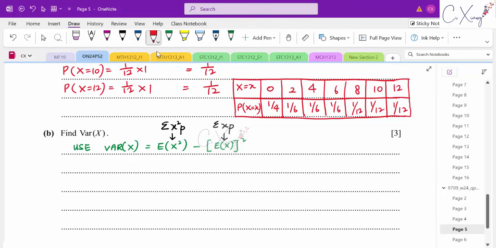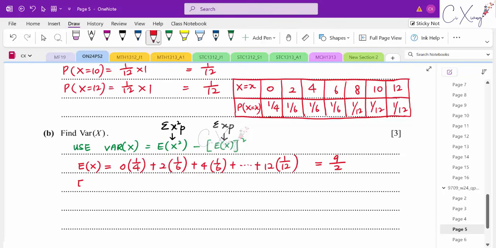Okay, so for me, usually I will start from the first step first. I try to find the expected value of x first. So how to find out the expected value of x? You can see here, x multiplied with p. So you take the first x multiplied with the first probability. So you're having 0 multiplied with 1 over 4. Okay, then plus 2 multiplied with 1 over 6. Then 4 multiplied with 1 over 6. And so on until the last value, which is 12 multiplied with 1 over 12. Okay, so if you try to simplify this part of the answer, you should be having 9 over 2.